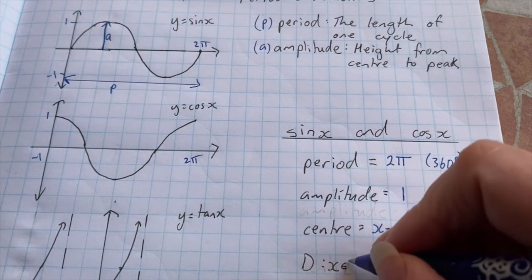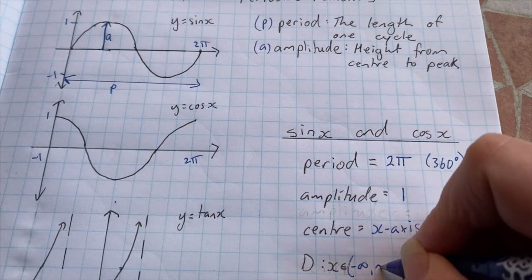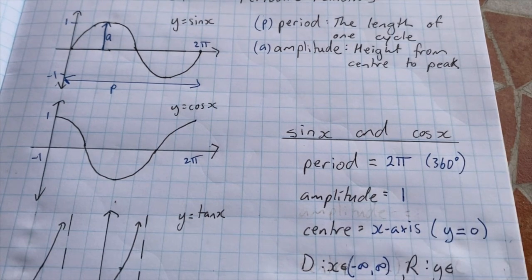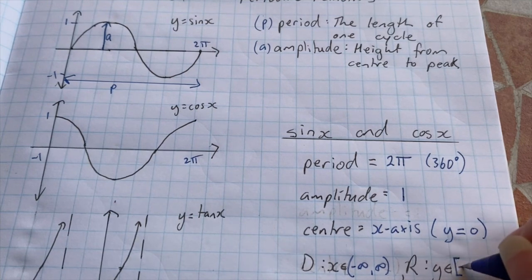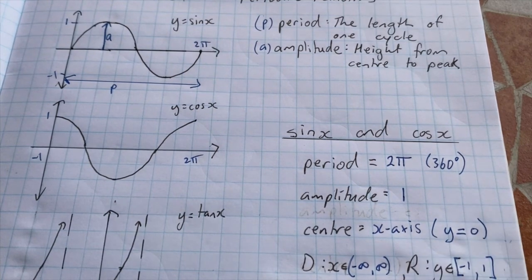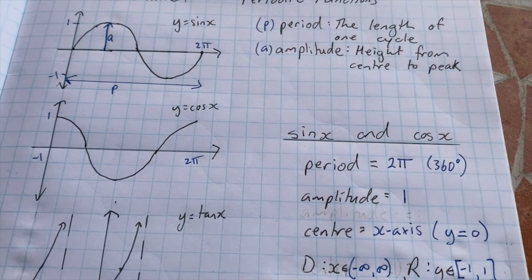So the domain is that we can do anything from negative infinity to infinity for x. The range goes from -1 to 1. It includes -1 and 1, of course. So I'm using square brackets, and round brackets for infinity.